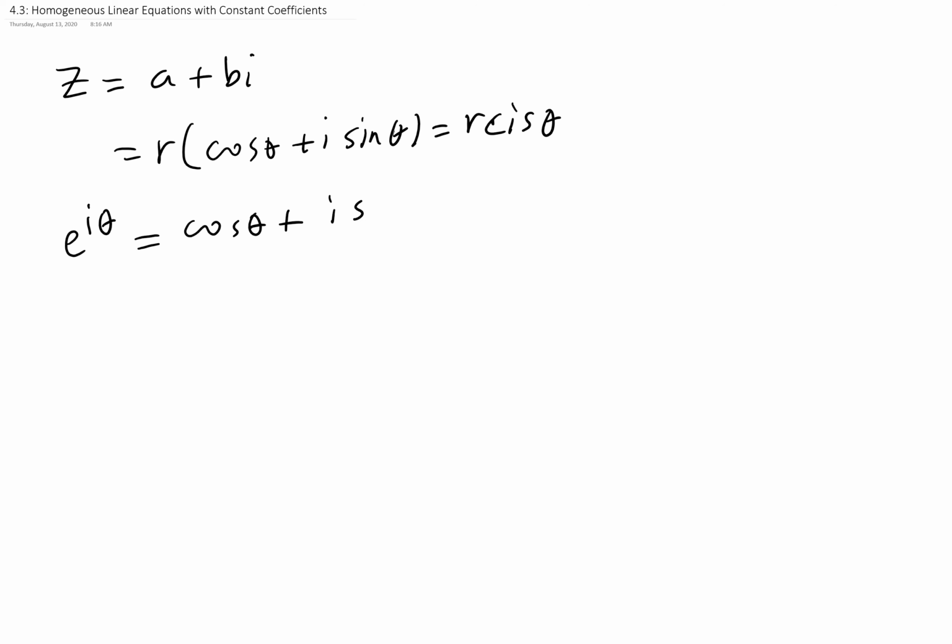This can be written in a trigonometric form called r cosine theta plus i sine theta, or some people use cis theta. And from this, Euler was able to prove a formula: e to the i theta is cosine theta plus i sine theta.